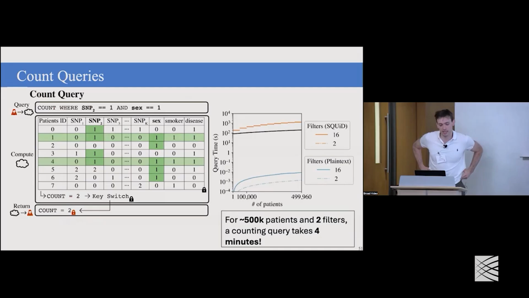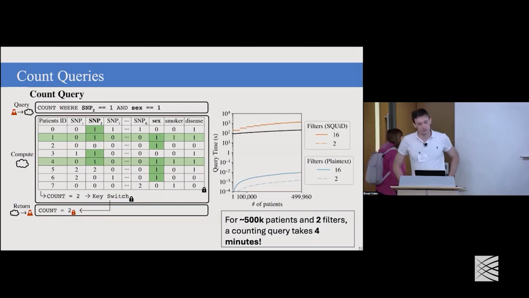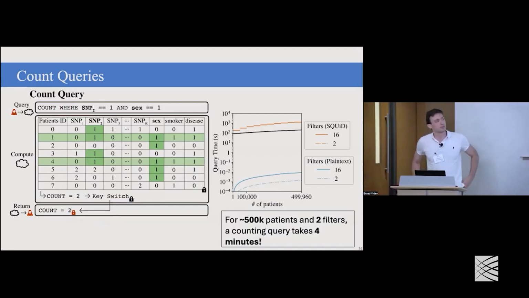So what does this look like in practice? Well, for UK Biobank scale, let's say 5,000 patients, and just having 2 filters like we have in this example counting query, we can basically perform this entire operation in 4 minutes, which is expensive.